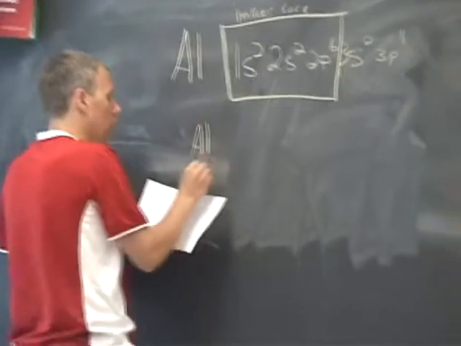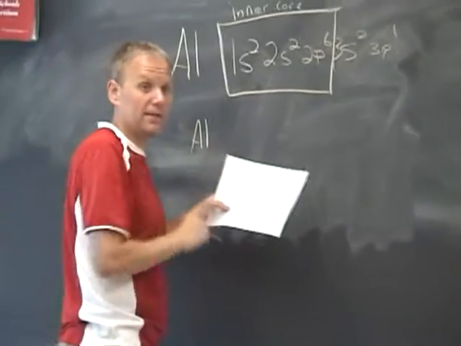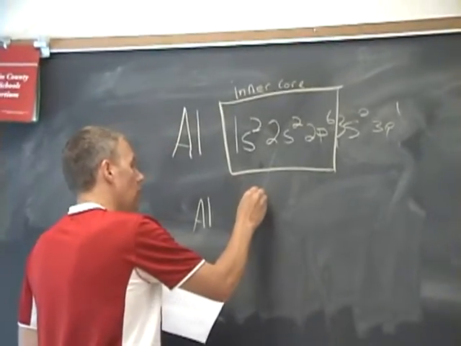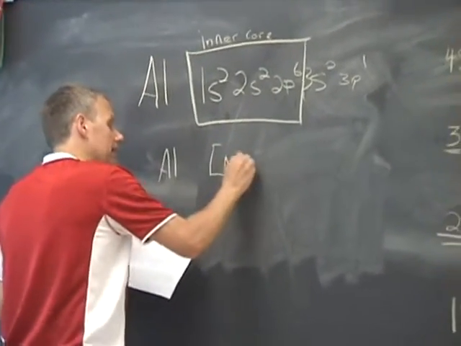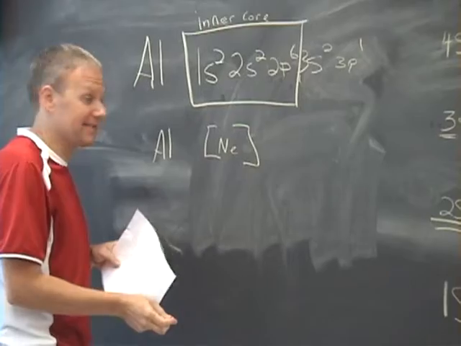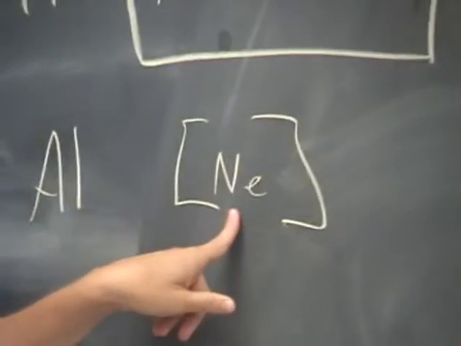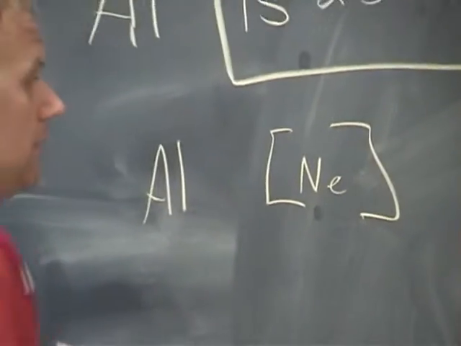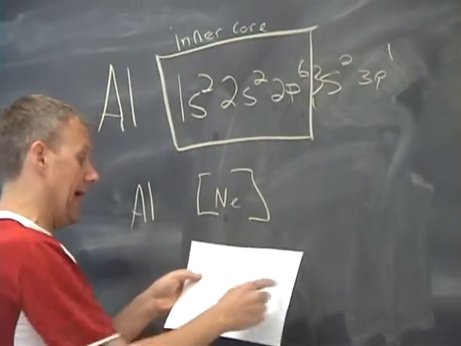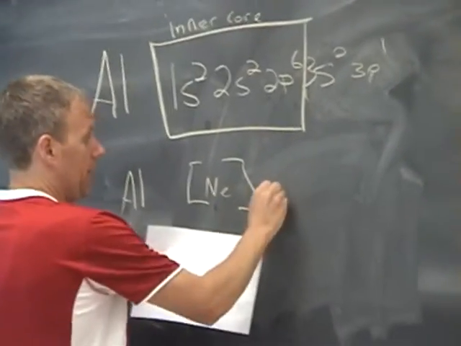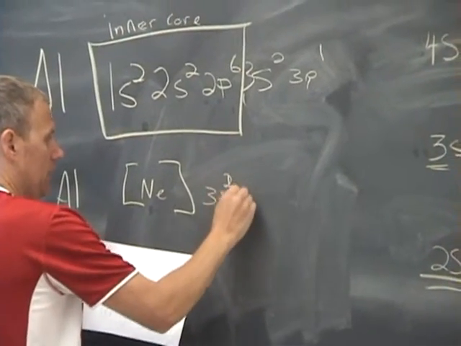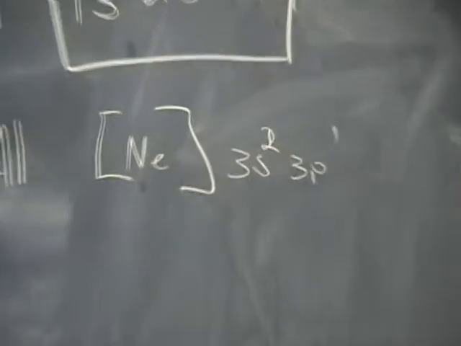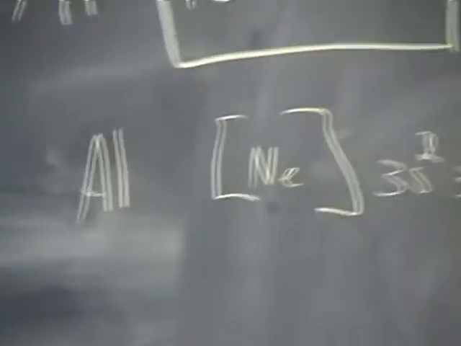Aluminum, what's the previous noble gas from aluminum? Neon. So we start with neon, and we say neon core. So when you see brackets like that, neon inside of it, that means everything in the inner core electrons are the same as neon. And then after neon, what do we have? Well, after neon we have 3s2, 3p1. All right? That's the configuration for it.